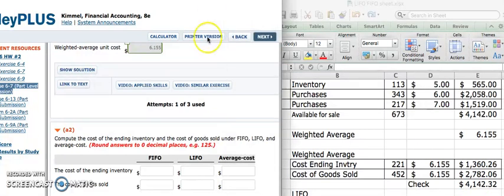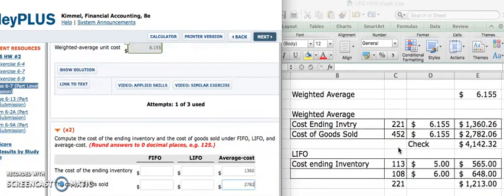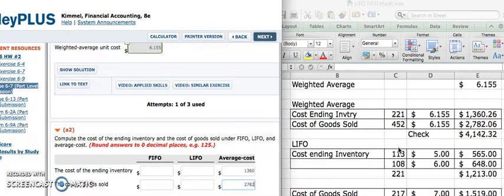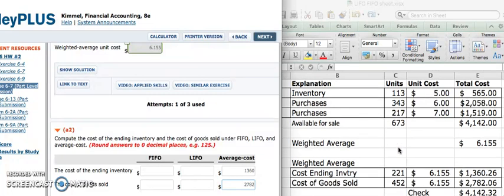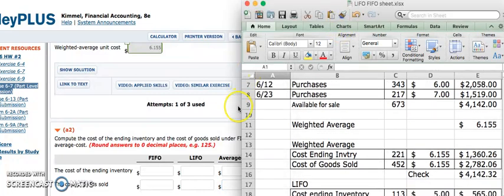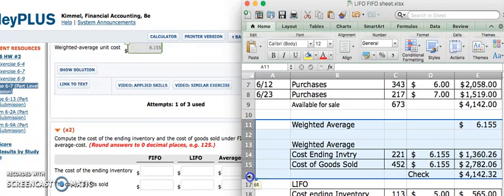So we can put that in here, and we need to be careful we put the right one in the right spot. Cost of ending inventory, we'll say is 1,360. Cost of goods sold, 2,782. All right, so now let's move on to our LIFO. Here, let's get rid of some stuff. Let's hide this.